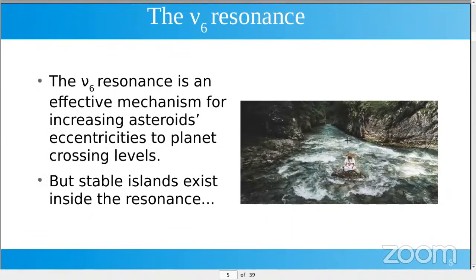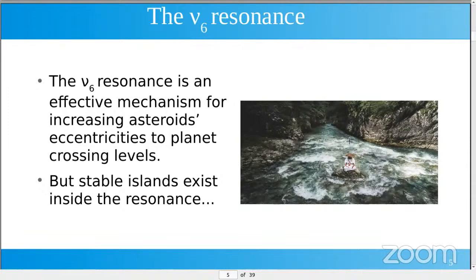So what is the effect of these g-type secular resonances? They increase the eccentricity of asteroids. This makes them susceptible to encounters with planets, to being lost through collisions with inner planets, or to being expelled because of close encounters. It is well known that the nu-6 resonance is one of the most effective mechanisms for increasing asteroid eccentricities to planet-crossing levels. So it's also one of the most effective mechanisms to transport asteroids from the main belt to the near-Earth regions, and it is one of the most well-studied mechanisms for this.